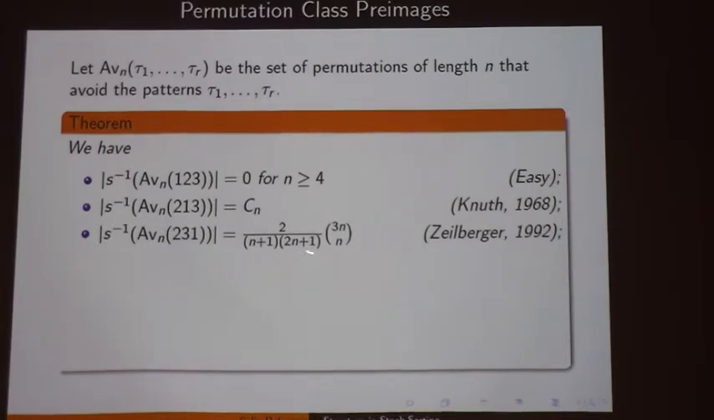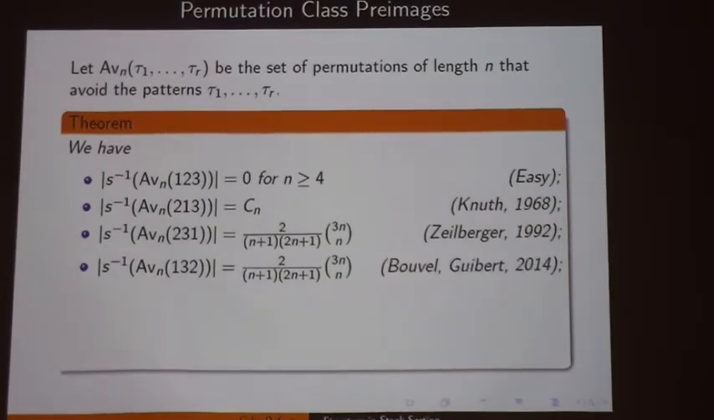And so it's given by this formula here. Now actually much more recently, Bouvel and Guibert showed that if you look at the total number of preimages of all the permutations of length n that avoid 1, 3, 2, you get the same numbers as with 2, 3, 1. And this is not for some trivial reason. There's not some trivial symmetry that allows you to see that these are the same thing. They actually go through a complicated argument to see why these are the same.